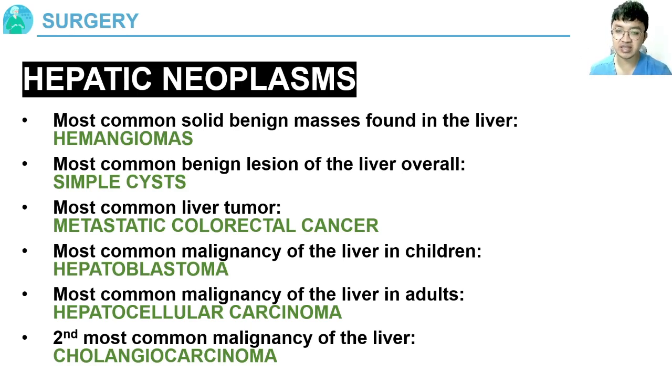Again, just to emphasize, overall, most common, simple cysts. If you're asked solid benign masses, these are hemangiomas most commonly. If you're asked tumors, usually malignant, the answer is metastatic colorectal cancer. If it's primary, in children, it's hepatoblastoma. In adults, it's hepatocellular carcinoma. Second most common malignancy is your cholangiocarcinoma.